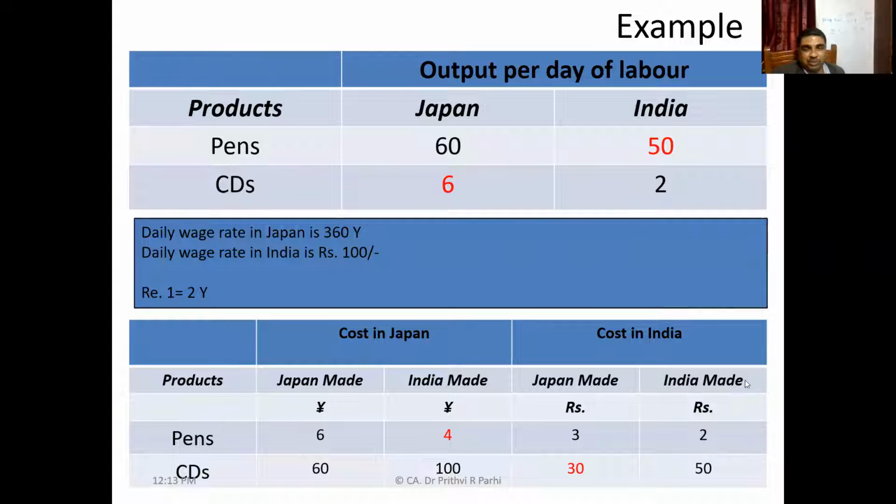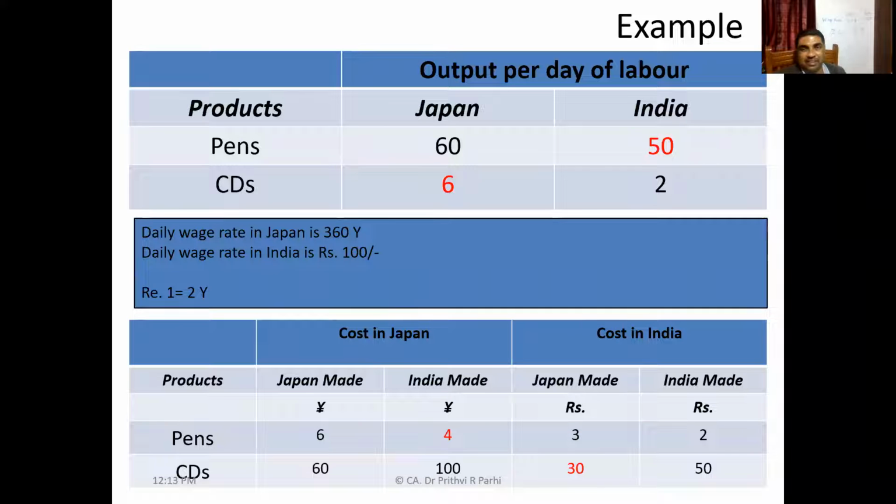Okay, this column we have understood. Now come to the other situation, that India is making itself. If India is producing, you already know that 50 pens can be produced for 100 rupees. That means per pen cost will be 2 rupees. And 2 CDs can be produced for 100 rupees. That means per CD cost will be 50 rupees. Yes or no? Okay. Now we have arrived at the figures.